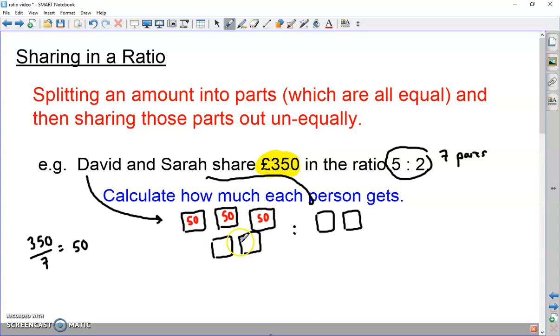The parts themselves are always equal in value. The difference is that David gets 5 of them, which is 250, and Sarah only gets 2 of them, which is 100, and that should add up to 350. It does, so that's correct.